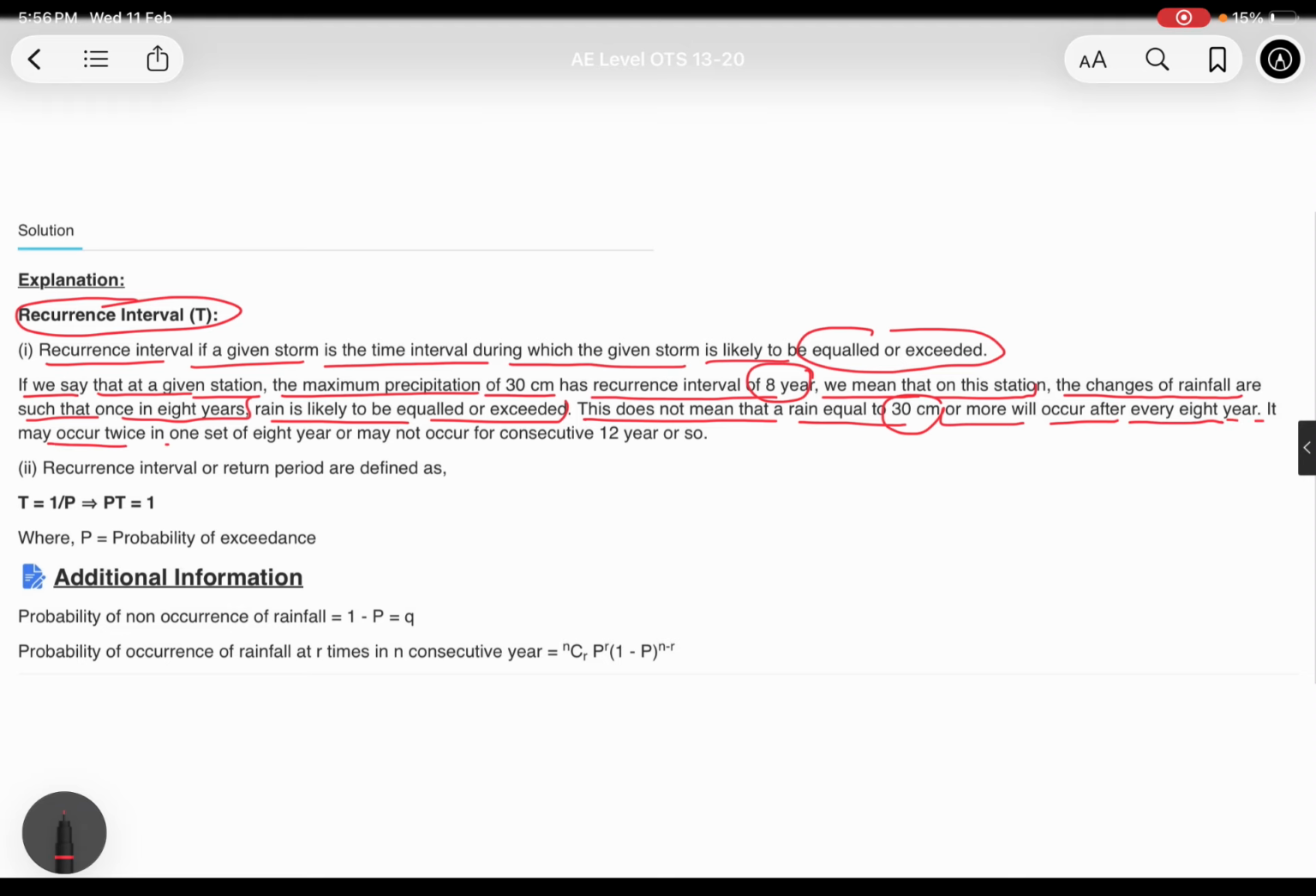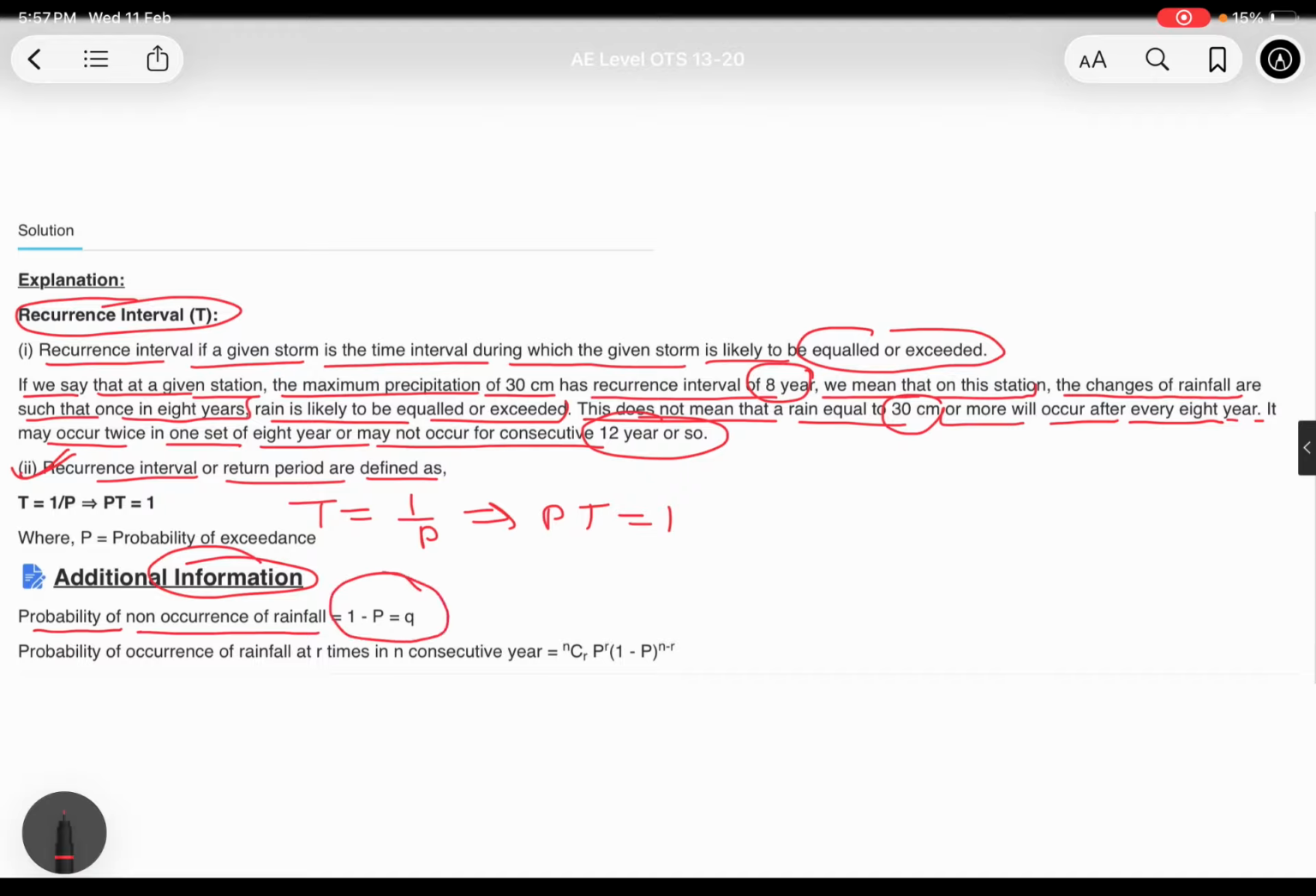It may occur twice in one set of 8 years or may not occur in consecutive 12 years or so. The recurrence interval or return period is defined as T = 1/P, that is P·T = 1. Additional information: the probability of non-occurrence of rainfall is 1 − P = Q. The probability of occurrence of rainfall r times in n consecutive years is nCr · P^r · (1 − P)^(n − r).